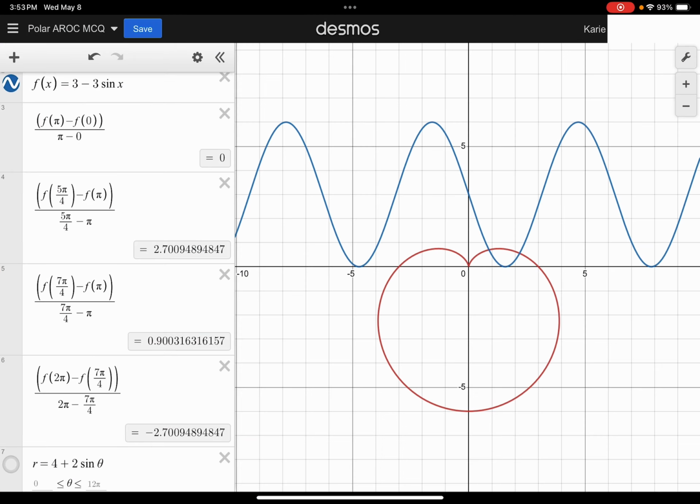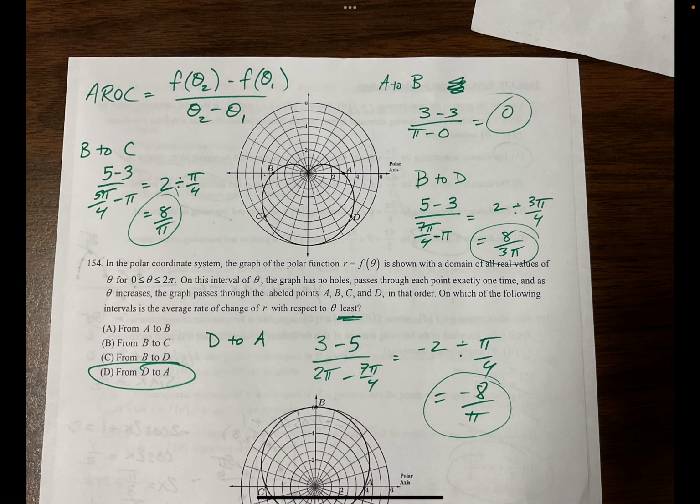Then I did the next one, which was 5 pi over 4, which I think was the point C. So B to C would be f of C minus f of B, and I got that particular value. And then you can see here that this fourth one that we're looking at, this negative 2.7, is the smallest of those values, which was D to A, because I said D was at 7 pi over 4, and I said A was back at 2 pi.